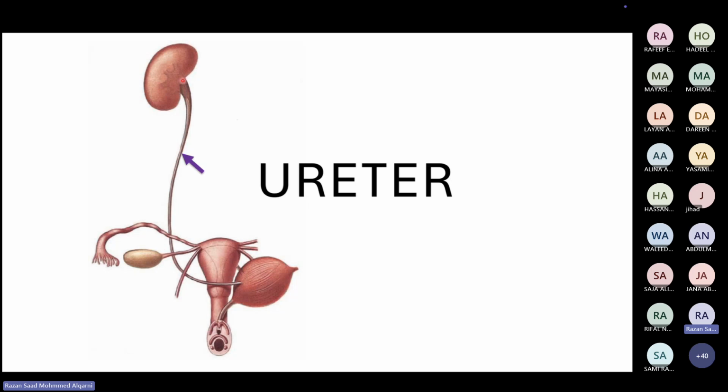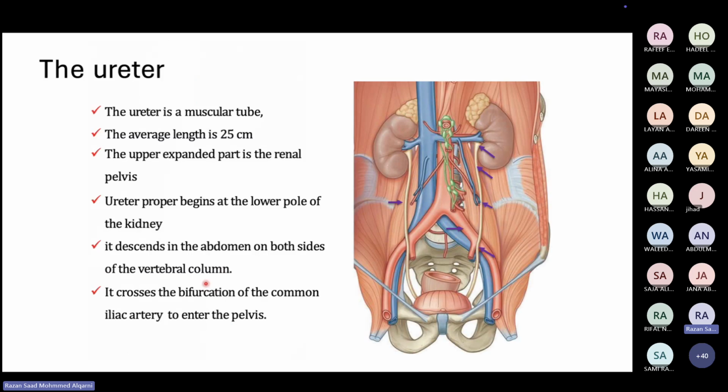So now we have finished the kidney: the blood supply, the surface anatomy, the relations, the surfaces, the borders, the hilum, and the content of the hilum. We know that one of the contents of the hilum, the most posterior, is the ureter. We explained that the upper extended part of the ureter is called what? The renal pelvis. And then after that it continues as what? As the ureter proper. So let's start the ureter.